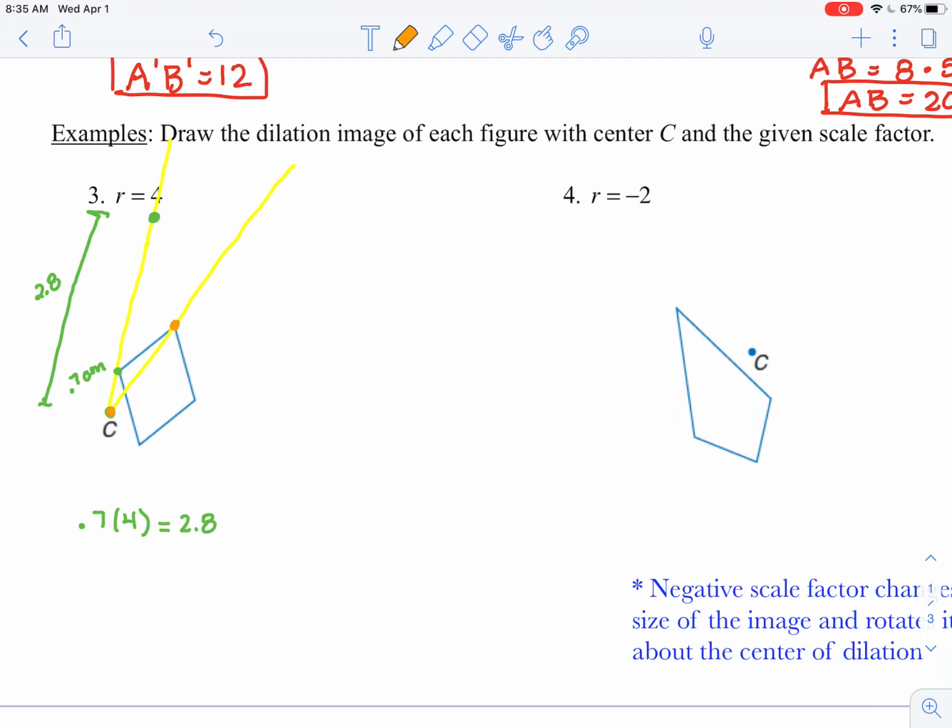I measure from the center of dilation to that point. This time I got the length of 1.7 centimeters. Multiply the length of the pre-image by 4, our scale factor. And here, this point should be 6.8 centimeters away. That goes pretty far, all the way up about here on your figure.